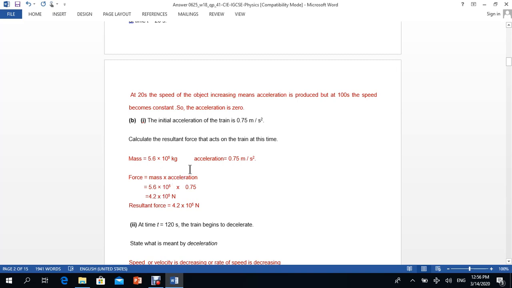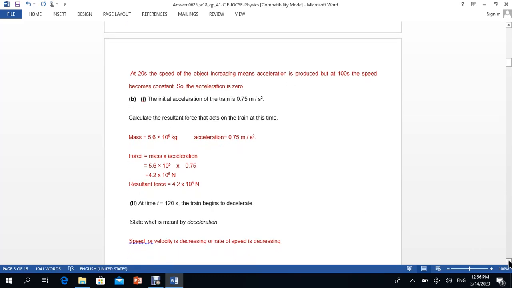So what is the acceleration and what is the mass? Mass is given already here, you can see this is the mass. And acceleration is already given here. So you will use these values and find the resultant force, that is 4.2 × 10^5 newtons. Now move to the next part.